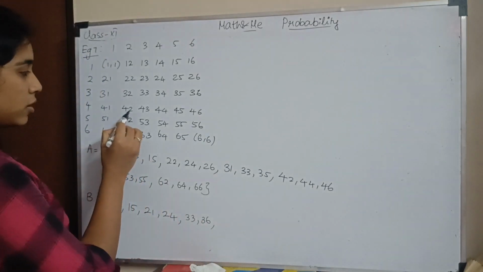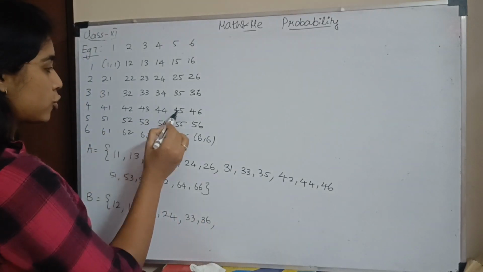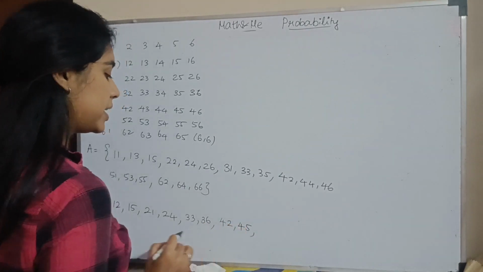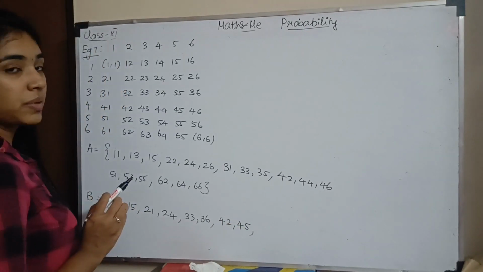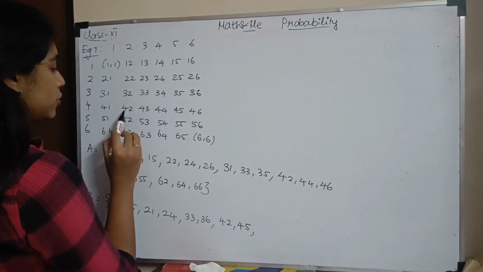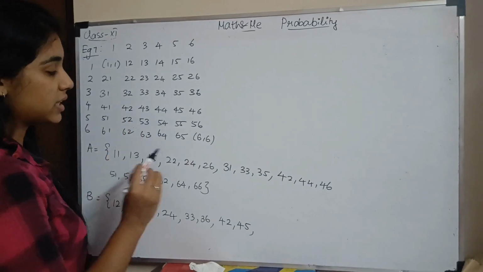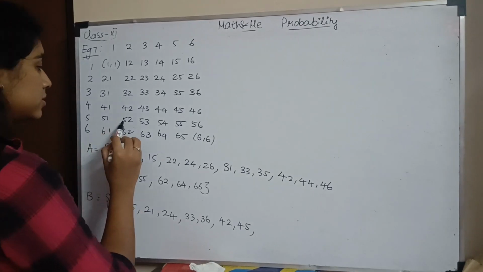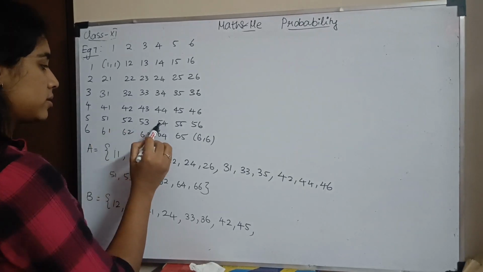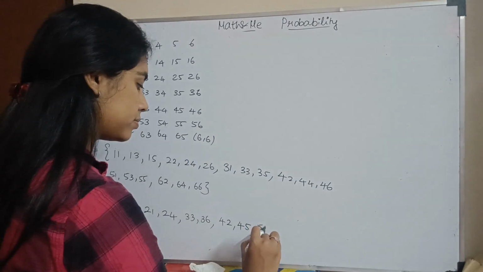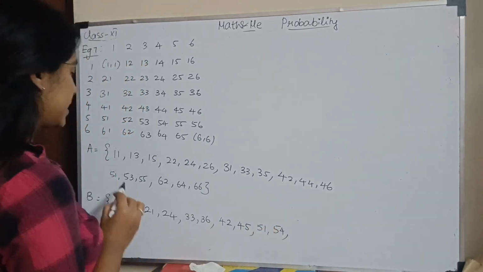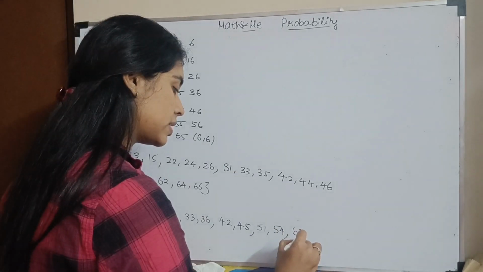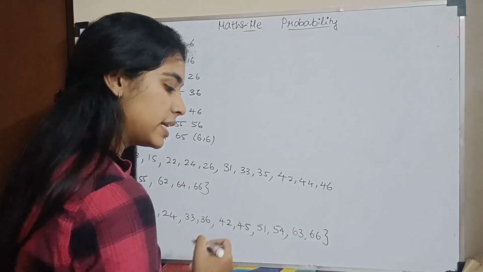Next line 4 2, 4 5. What is the divisibility check to check if the number is divisible by 3? 4 plus 2 6, 6 divisible by 3. 4 plus 5 9, 9 divisible by 3. அடுத்த லைன்ல 5 1, 5 4. Next line 6 3, 6 6. So this is the sample space of B.